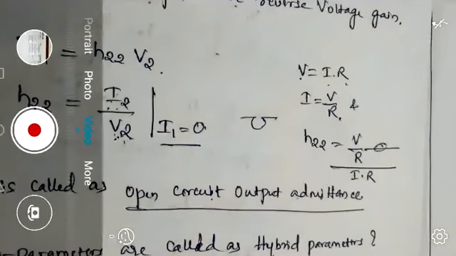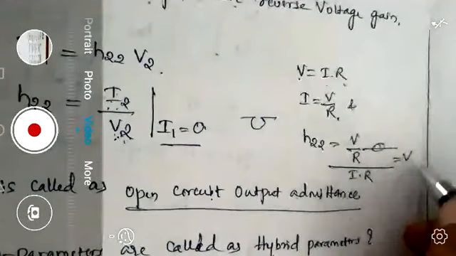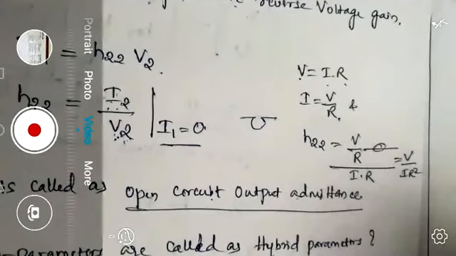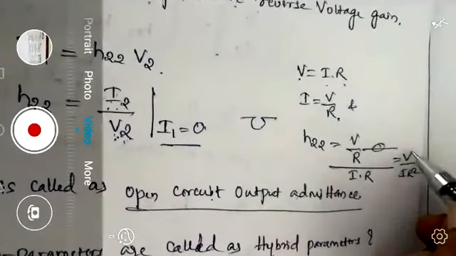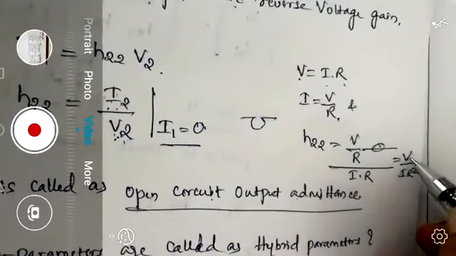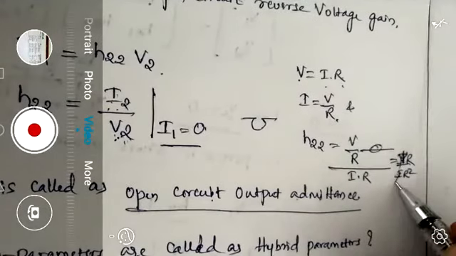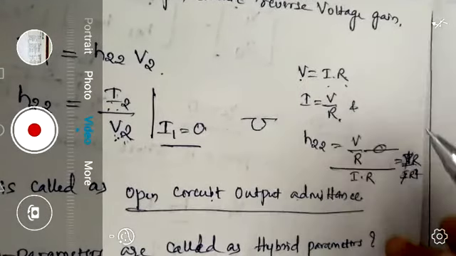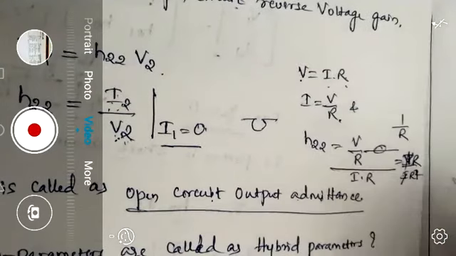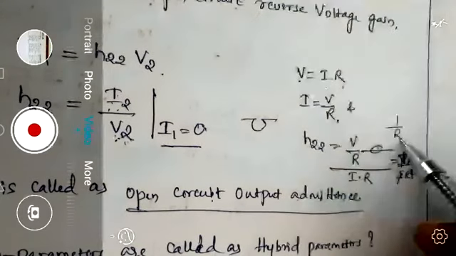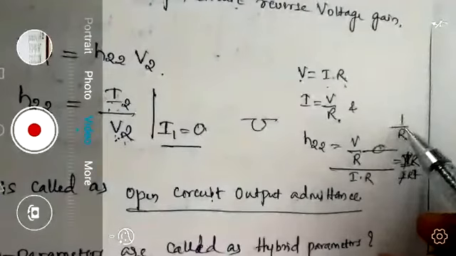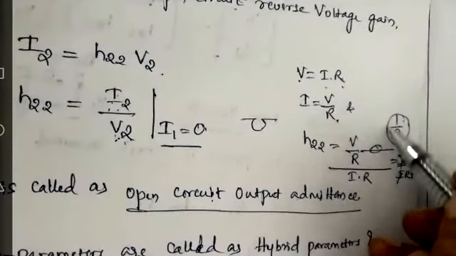V divided by I R squared. It means what? Wait. V means nothing but what? I into R, correct? IR. I gets cancelled, one R gets cancelled. 1 by R, the reciprocal of resistance, correct? Reciprocal of resistance is nothing but it is called as mho.